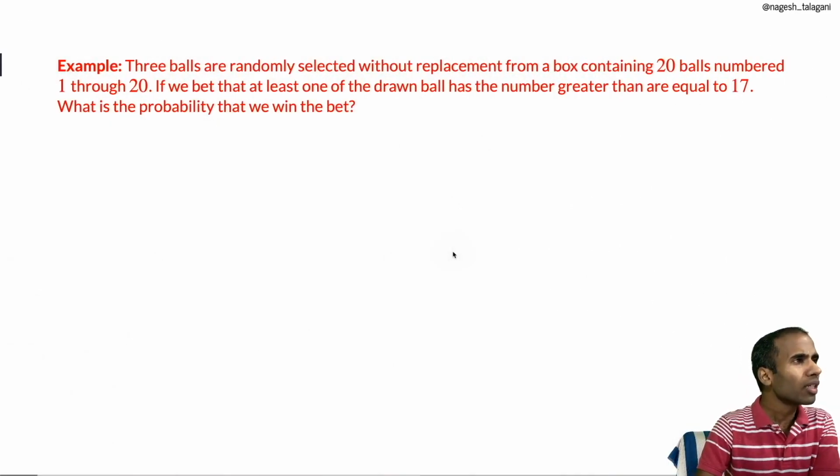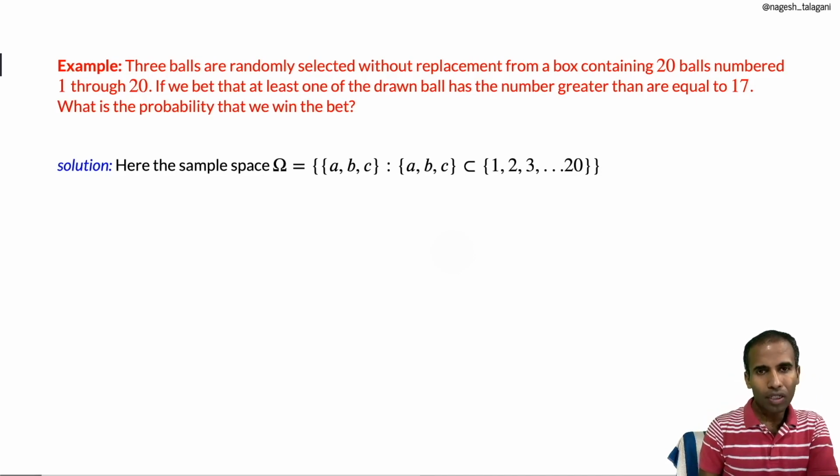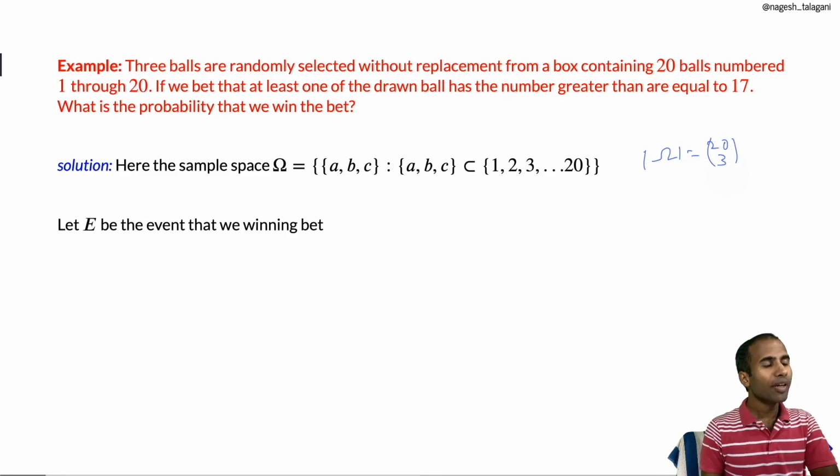Here is an example. 3 balls are randomly selected without replacement from a box containing 20 balls numbered 1 through 20. If you bet that at least one of the drawn balls has a number greater than or equal to 17, what is the probability that we win the bet? Here the sample space can be described like this. The outcomes are going to be 3-combinations of these 20 numbers 1 to 20, so the size of the sample space is 20 choose 3.